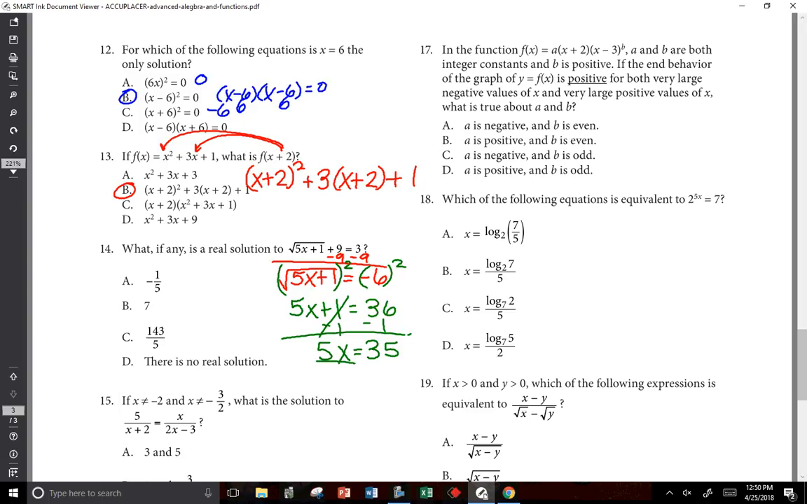Number 15. If x cannot be negative 2 and x cannot be negative 3/2, then what is the solution to 5 over x plus 2 equals x over 2x minus 3? Why are they giving us these not equal to things? Why can't the bottoms of these fractions be these numbers? Because then you would be dividing by 0. Do y'all see it if you plug those x's in that they eliminated?